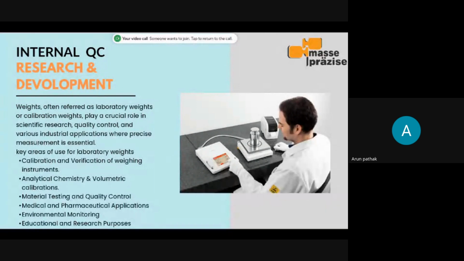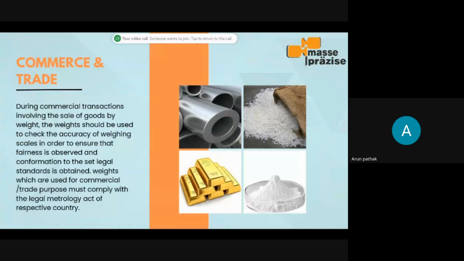The second type of weights which we have categorized is commerce and trade. Other than these industrial and general purpose uses, weights play a crucial role in commerce and trade. Goods or commodities that are sold by weight require verification by weight. There is a separate legal metrology department that controls the weights used for trade purposes. Every country has its own legal metrology department, just as in India, the weights and measures department comes under the Food and Consumer Safety Department of the Government of India, which controls the weights. They have their own standards, which we will discuss later.